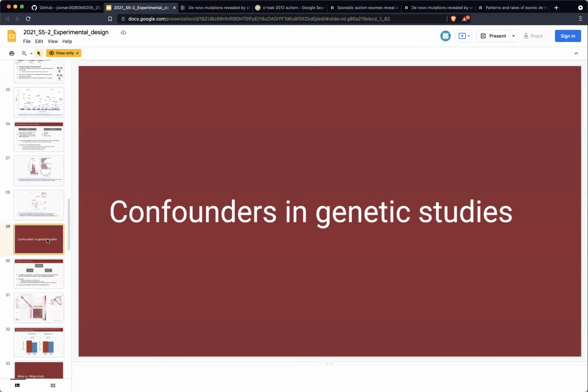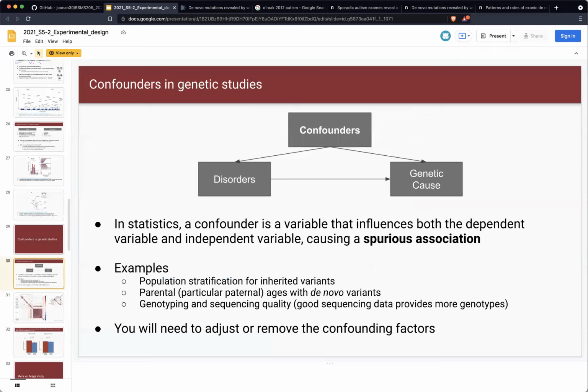Okay, so if you do genetic association testing, the things you have to consider in your experiment are the confounders, right? So what are confounders? In genetic association testing, you're basically looking at patients diagnosed with a certain disorder, then you find the genetic cause. But the problem is that between these links, sometimes hidden variables can distort your association, right? We call these variables confounders.